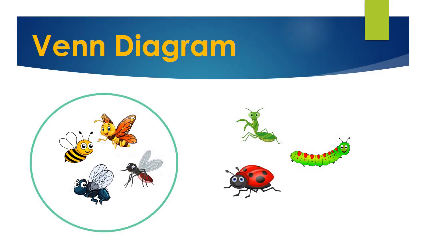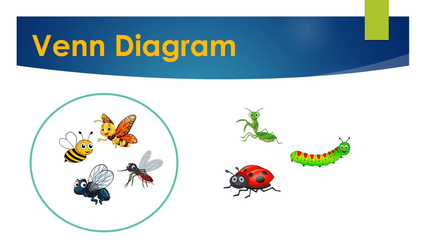For our Venn diagram, it will look like this. Observe, kids, that I have grouped those insects with wings, or these are called flying insects. So we have the bee, the mosquito, the fly, and the butterfly. While outside the Venn diagram, these are the insects that are not flying: the ladybug, the grasshopper or the praying mantis, and the caterpillar.